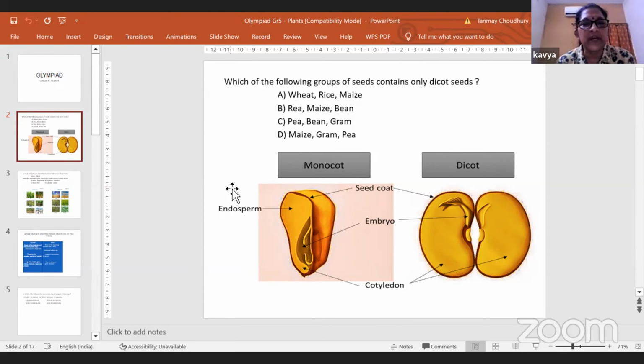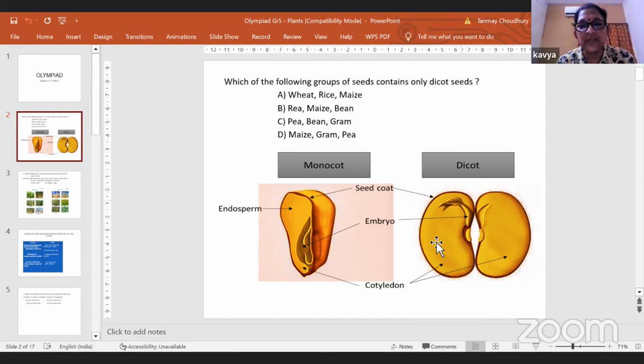So which of the following groups of seeds contains only dicot seeds? Now, what is the meaning of dicot seeds? On the basis of cotyledons, there are two types of seeds, monocot seeds and dicot seeds. Cot is the short form of cotyledonous. So monocotyledonous seeds and dicotyledonous seeds. Dicotyledonous seeds are seeds which have got two cotyledons. The word di means two. The word mono means one. So monocotyledonous seeds are seeds that have got only one cotyledon.